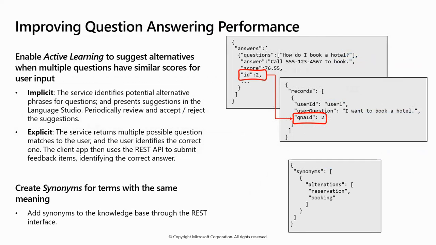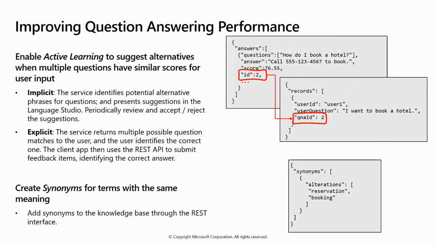Implicit feedback: as requests come in, the service finds users submitting questions that have multiple matches in the knowledge base with similar scores. These are automatically grouped together as suggestions or different ways to say the possible answers. You can accept or reject these suggestions on the suggestion page of your Language Studio knowledge base. And we have the explicit feedback. By setting the top parameter in a client application, you can control how many possible question matches are returned for the user's input.